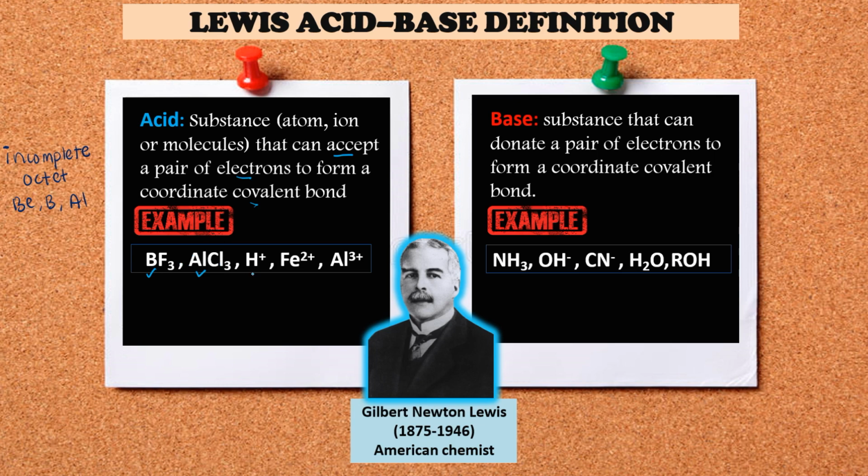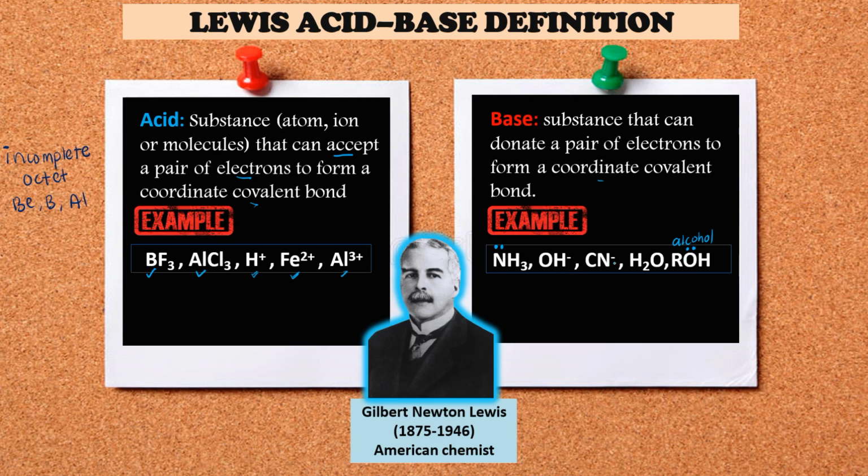Another example is the cation. A cation has fewer electrons, an electron deficient species, so it can accept a pair of electrons. As for the base, for example, take a look at ammonia. In ammonia, nitrogen has a lone pair of electrons. One more example is alcohol; at the oxygen atom it also has a lone pair. So ammonia and alcohol can donate a pair of electrons to form a coordinate covalent bond.